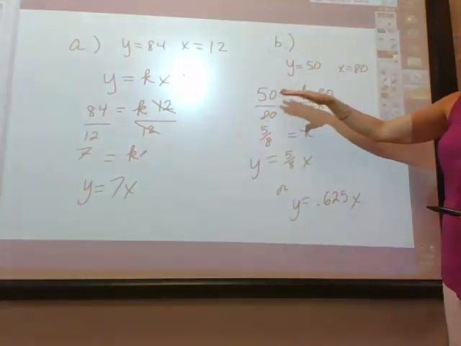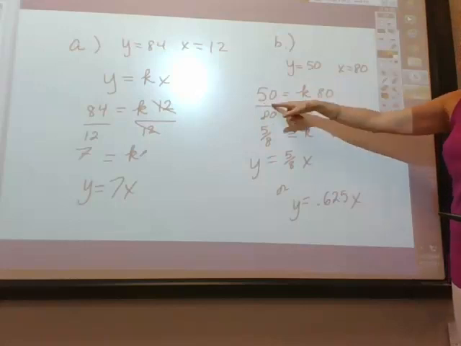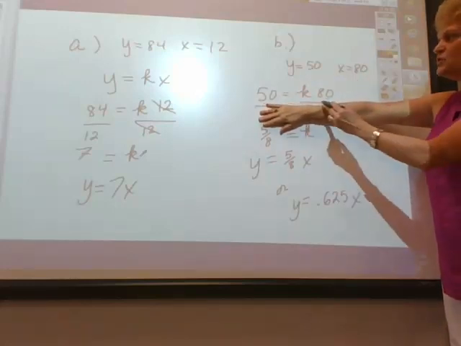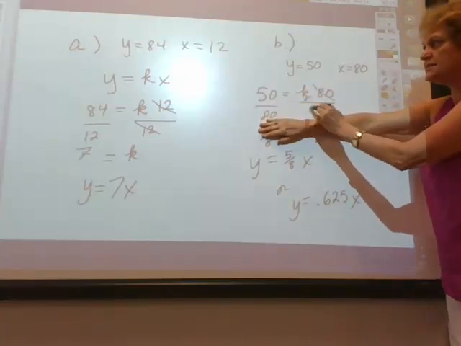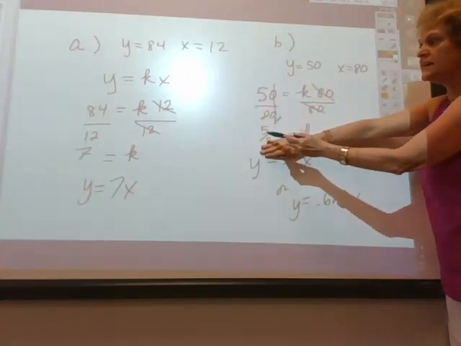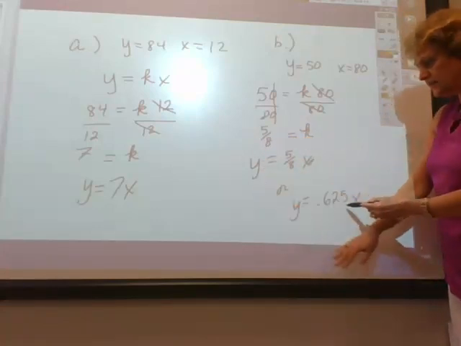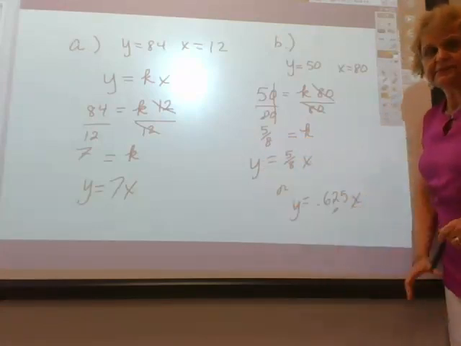Over here, y equals kx, y, x, okay? Whatever's beside the letter, that's what you divide both sides by. This cancels, these cancel, I get 5/8. Y equals 5/8 x, or I could turn that to a decimal.